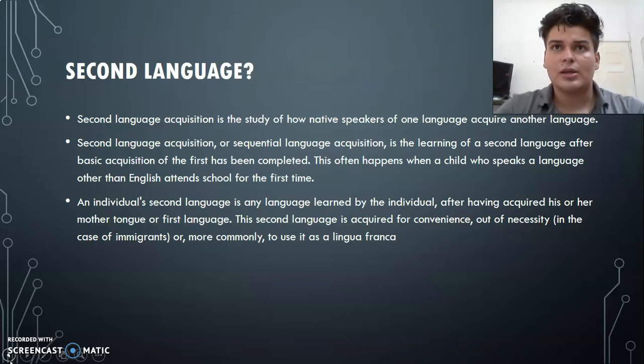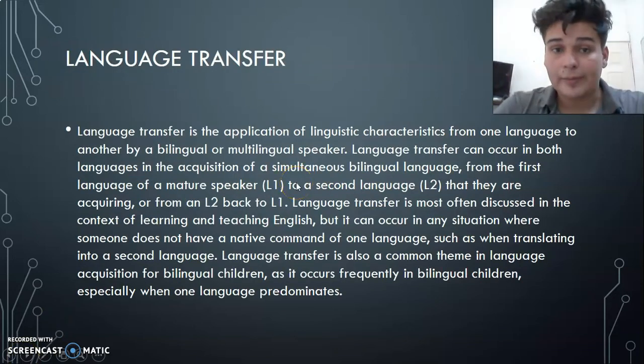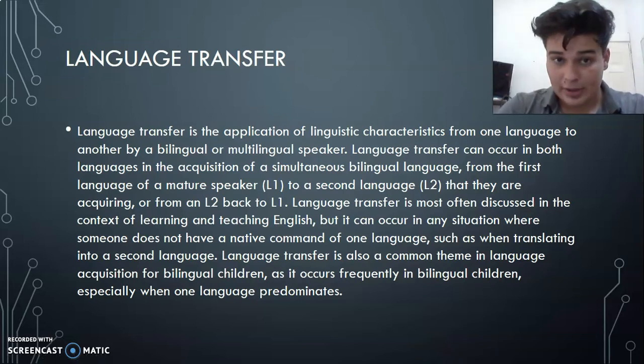We use another language because sometimes it's very convenient. If you want to travel around the world, you have to use another language. Well, when we are trying to acquire another language, it is very common to have some problems when we are trying to acquire this new language.